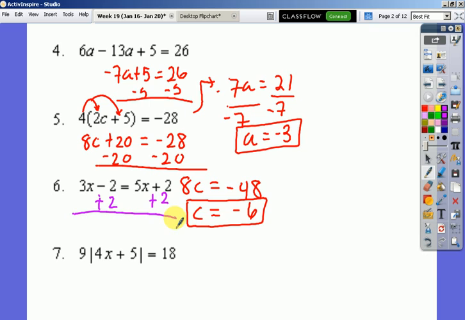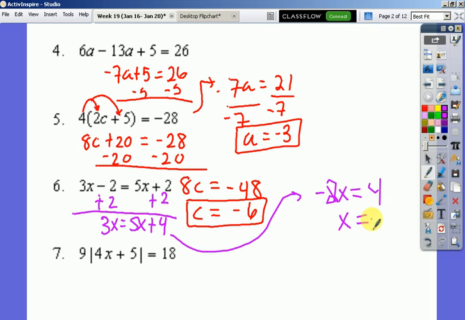When I do that, I get 3x equals 5x plus 4. Okay? Now what do we do? Yes. Right, subtract 5x from both sides, and you get negative 2x equals 4, so x equals negative 2.